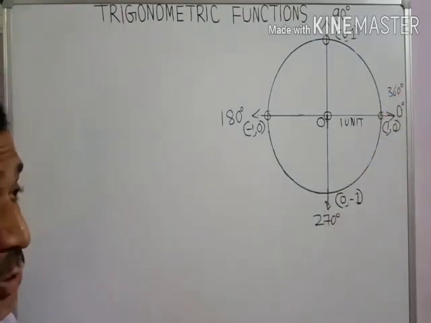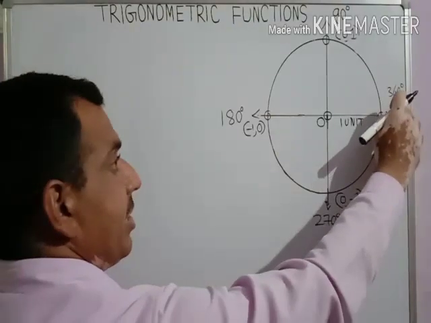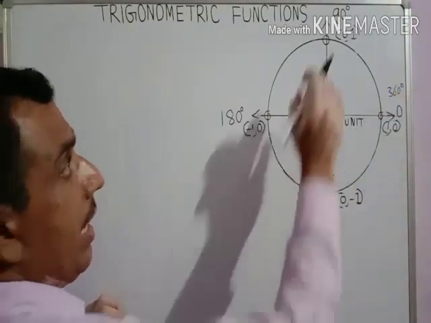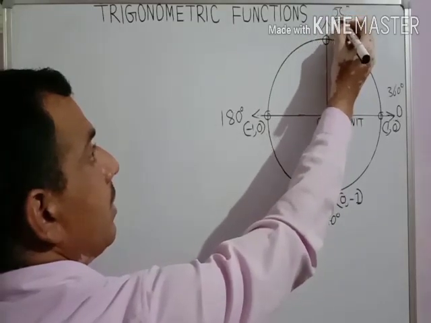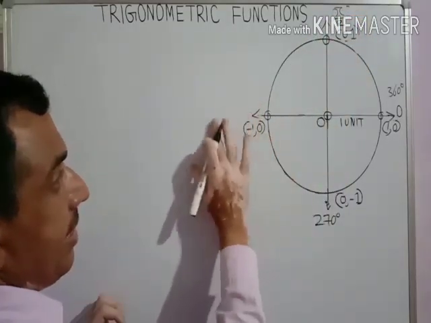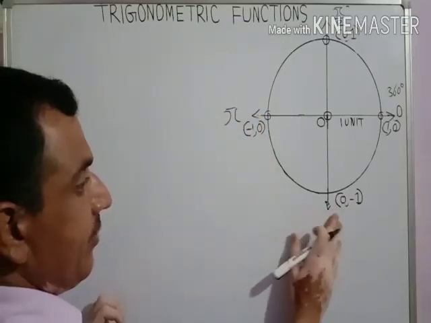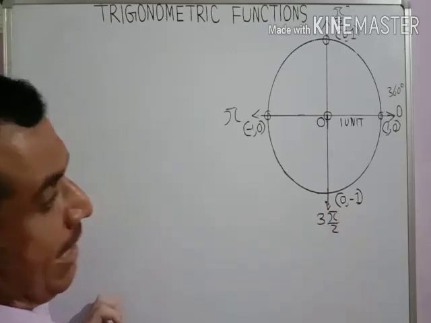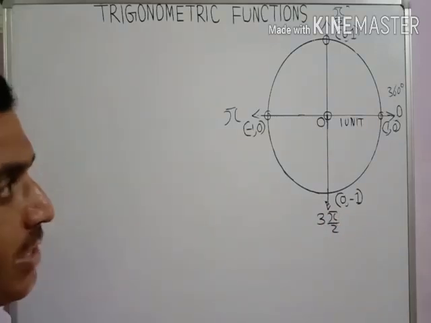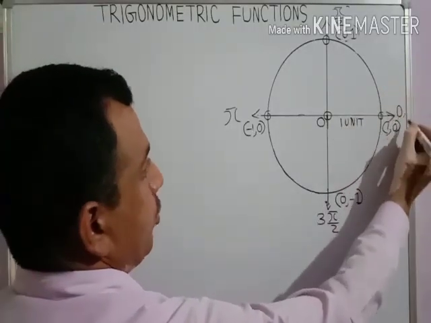But you see, we are using the radian system here. So let us change it. 0 radian, 0 degree, same. And 90, we write here pi by 2. And 180 degree in radian we write pi radians. 270 we write 3 pi by 2, since pi by 2 is 90, and 90 multiplied by 3 is 270. And 360 we can also write as 2 pi.